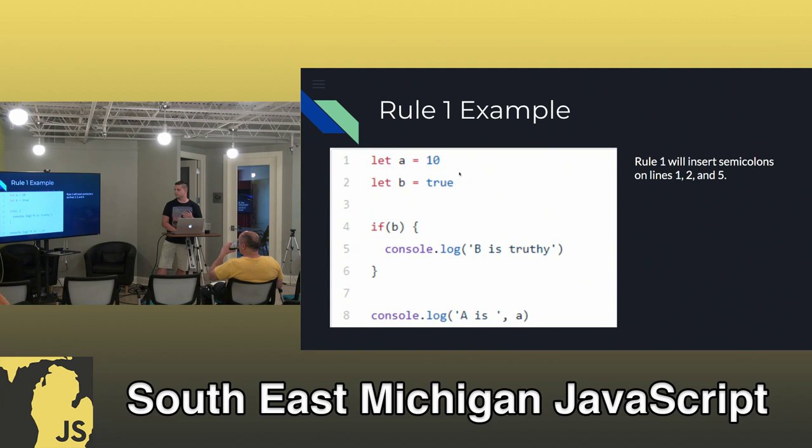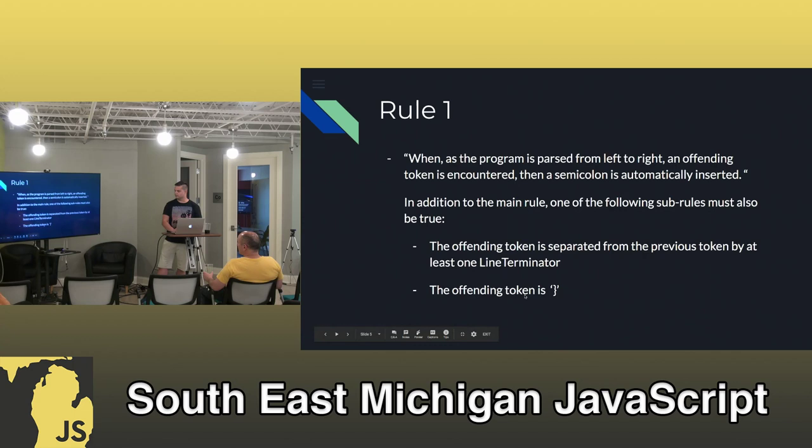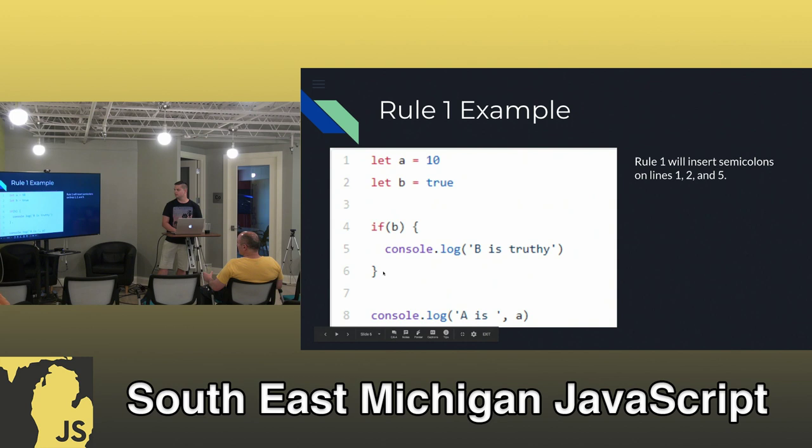And then for the final subpart of the rule, it says if the offending token is a closing curly brace. Right here, we have a closing curly brace on line six. Because of that, we're going to have a semicolon inserted on line five, because there's a new line terminator and then a closing curly brace. So that's rule one. That's all there is to it.